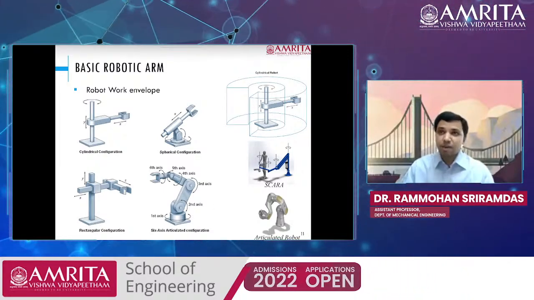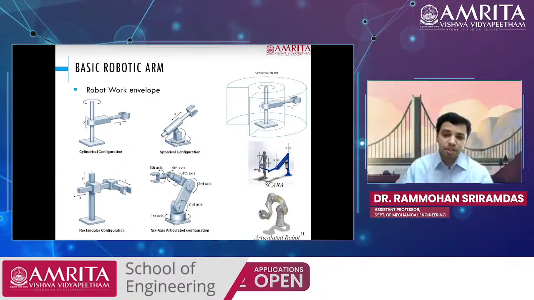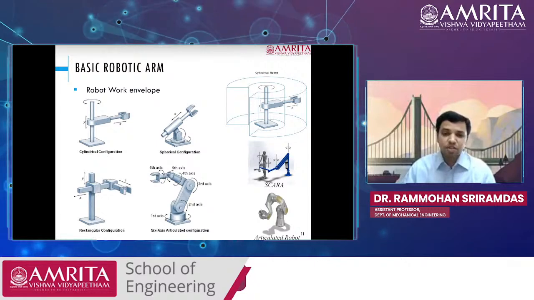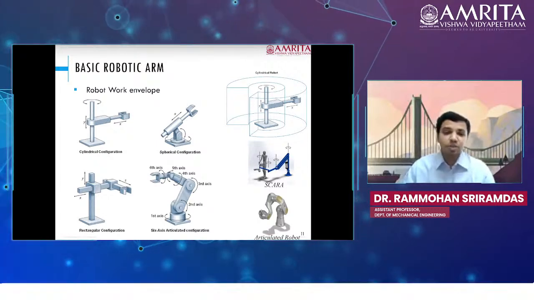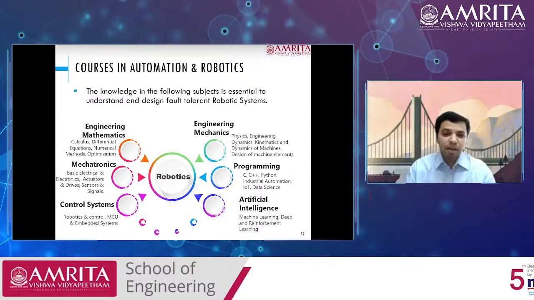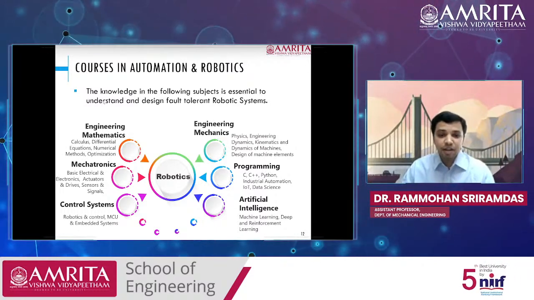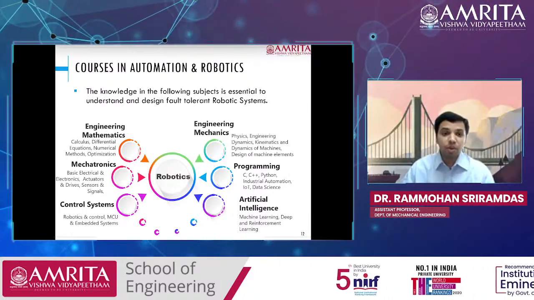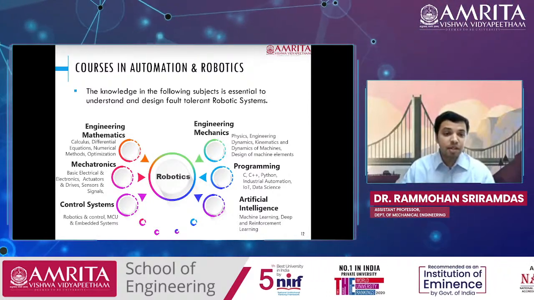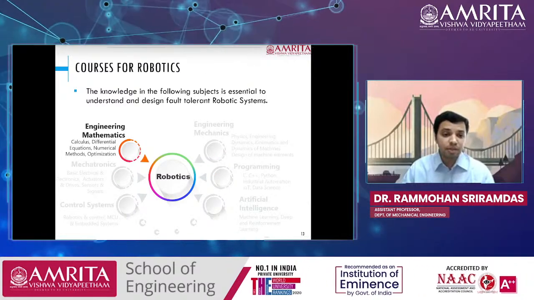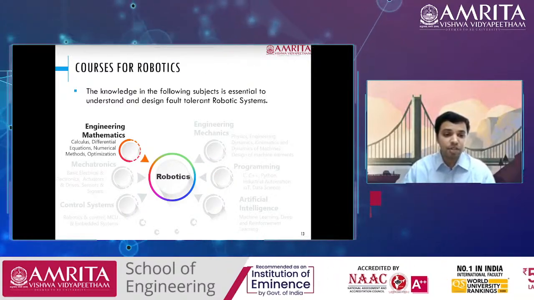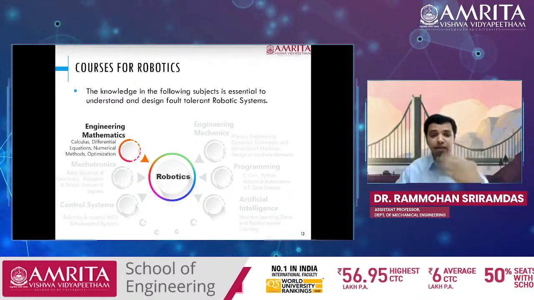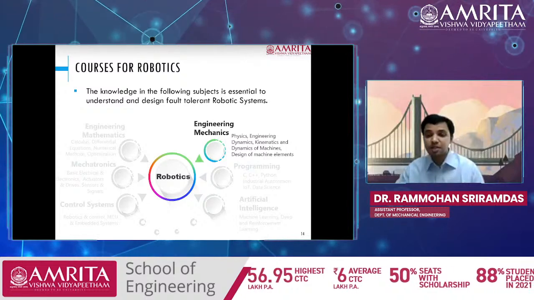So that is why all the courses in, say, automation and robotics are tailor-made to understand different fundamentals which are necessary to design these systems, right? And in order for you to design very effectively, these are all the courses which you will need to have a thorough understanding of. Say, for example, engineering mathematics, right? There are different subjects: calculus, differential equations, optimization. All these go behind it when you try to program a robot; these things are needed.